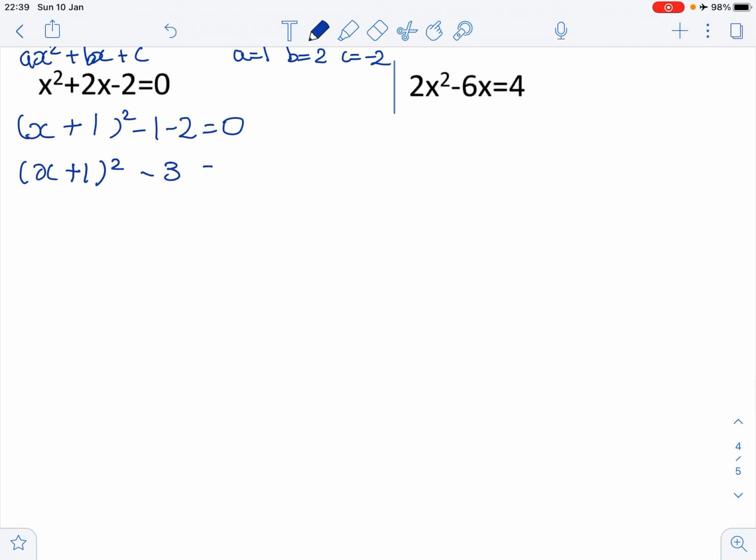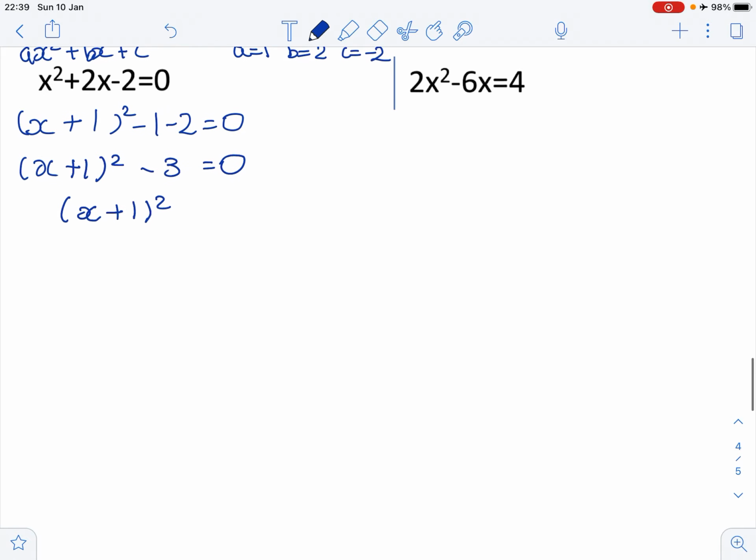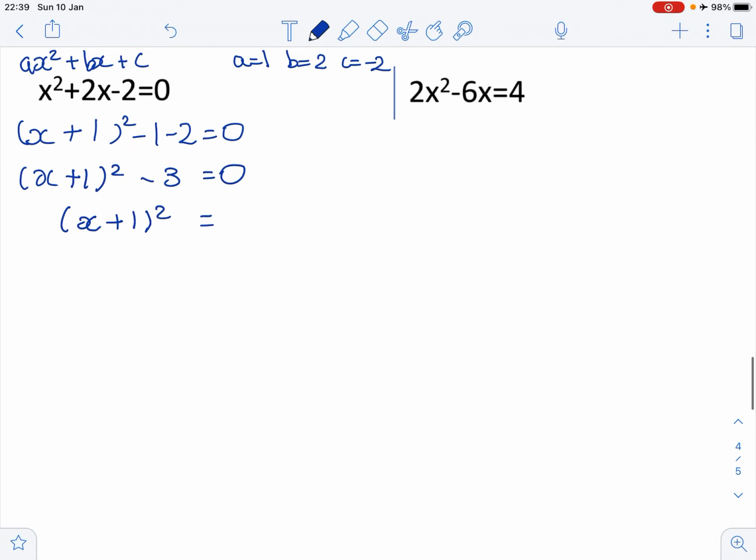So we can simplify it. x plus 1 squared minus 3 is equal to 0. So now we can just solve it like a normal equation. So I'm going to add 3 on both sides. So I have x plus 1 squared equals 3.